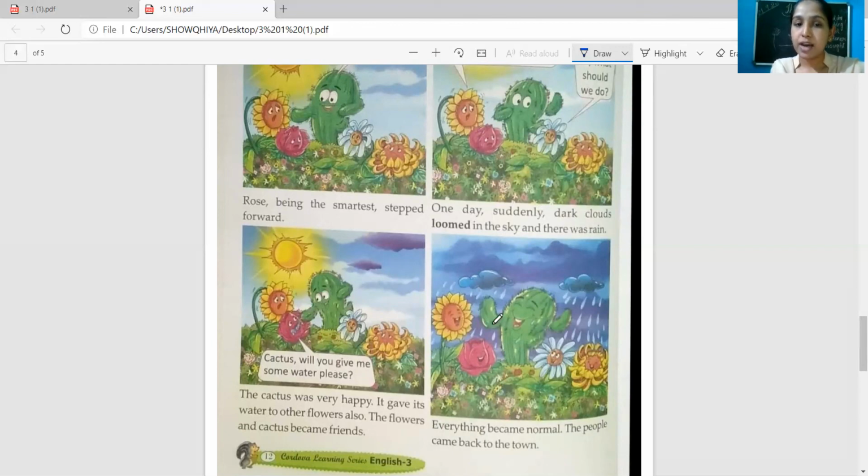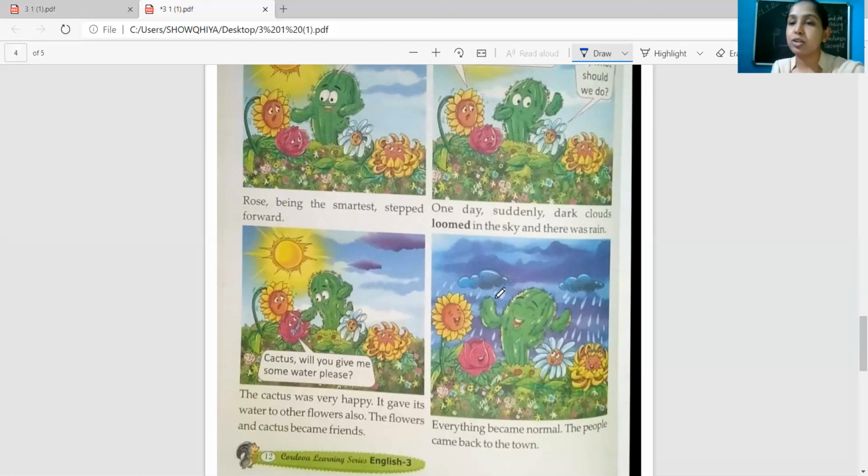Okay, so in the other picture, the cactus was very happy. It gave its water to other flowers also. The flowers and the cactus became friends. They wanted the water, and the cactus was ready to give it, so they became friends. In the next picture, the monsoon season came and it started raining, so they all became very happy. Everything became normal.